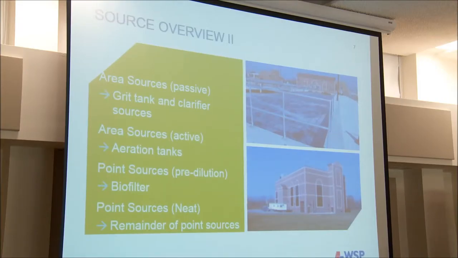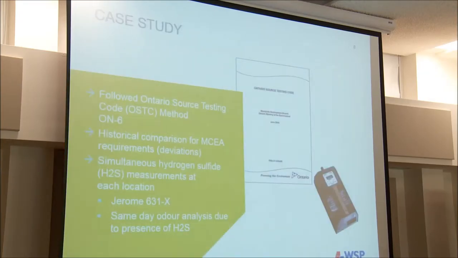comparatively. And then point sources, one is neat, meaning we just suck it right out of the point. Sorry, four of them are neat. We suck them right out. And one of them was pre-diluted. We used nitrogen at a dilution of 8.5 to 1 to make sure there's no moisture in our bag when it went to the odor panel.